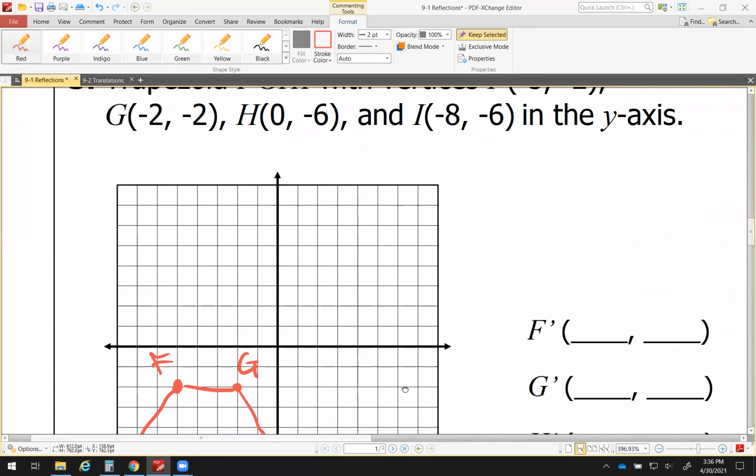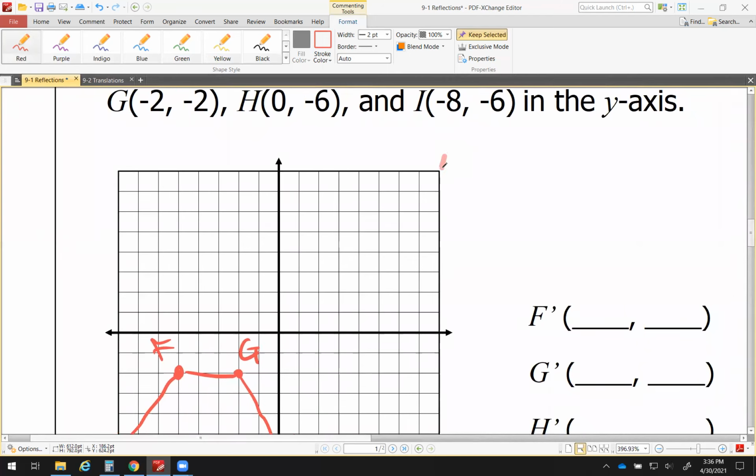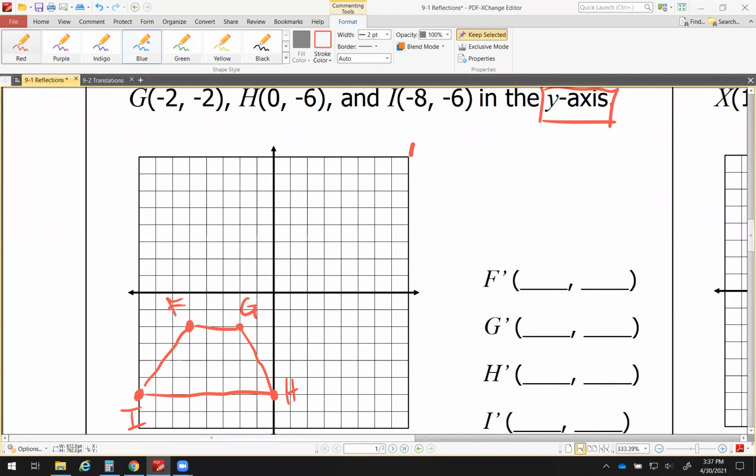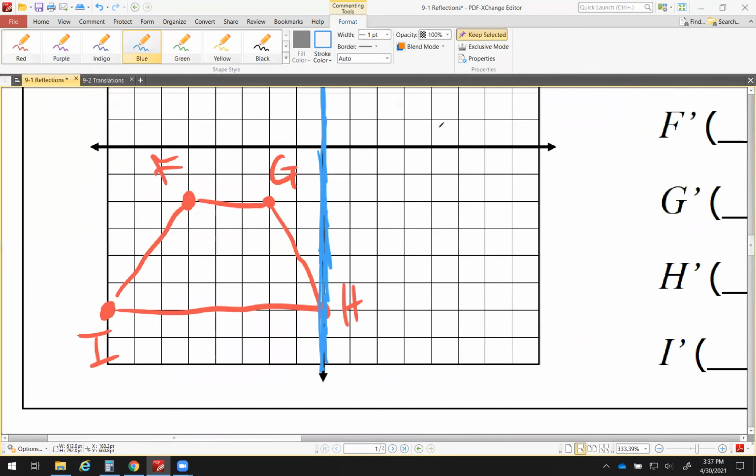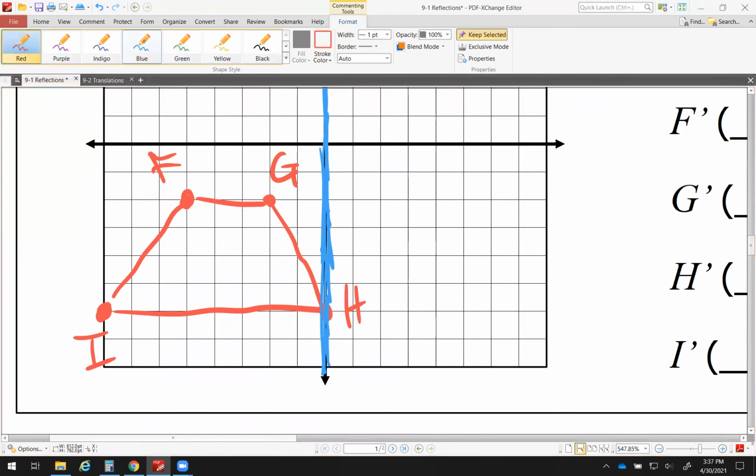And we're going to flip it over the y-axis. That's what the problem says to do. The y-axis there. So I will highlight the y-axis. There we go. Kind of messy, but that's okay. And notice all we have to do to flip this guy over is G is 2 units away. So G prime will be 2 units away. F is 5 units away. F prime will be 5 units away.